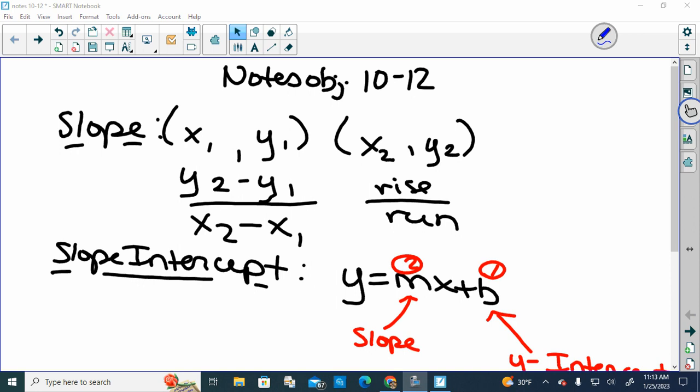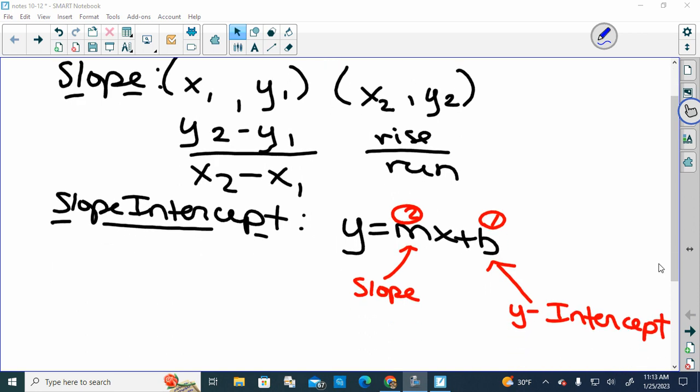Okay, and then the next one is slope intercept, which is y equals mx plus b, and I'll scoot that down in just a minute after you get that top part. Okay, everybody got that top part, so you can see that down.